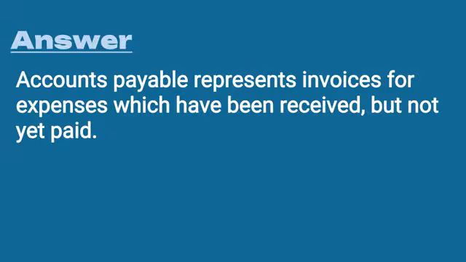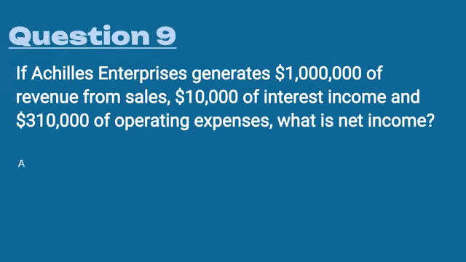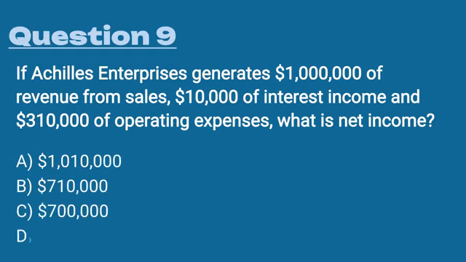vendor. If Achilles Enterprises generates $1 million of revenue from sales and $10,000 of interest income and has $310,000 of operating expenses, what is the net income of Achilles Enterprises?